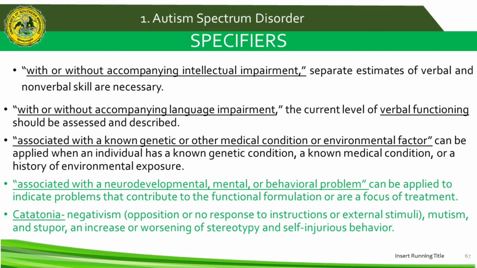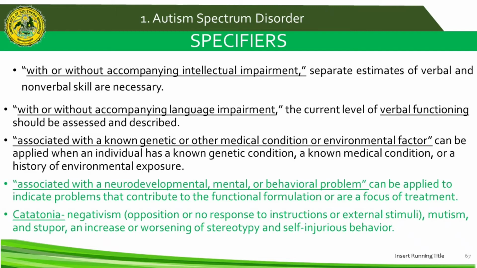So the specifier naman associated with a neurodevelopmental, mental, or behavioral problem can be applied to indicate problems such as irritability, sleep problems, self-injurious behavior, or developmental regression that contribute to the functional formulation or are a focus of treatment. So additional neurodevelopmental, mental, or behavioral disorders should also be noted as a separate diagnosis.